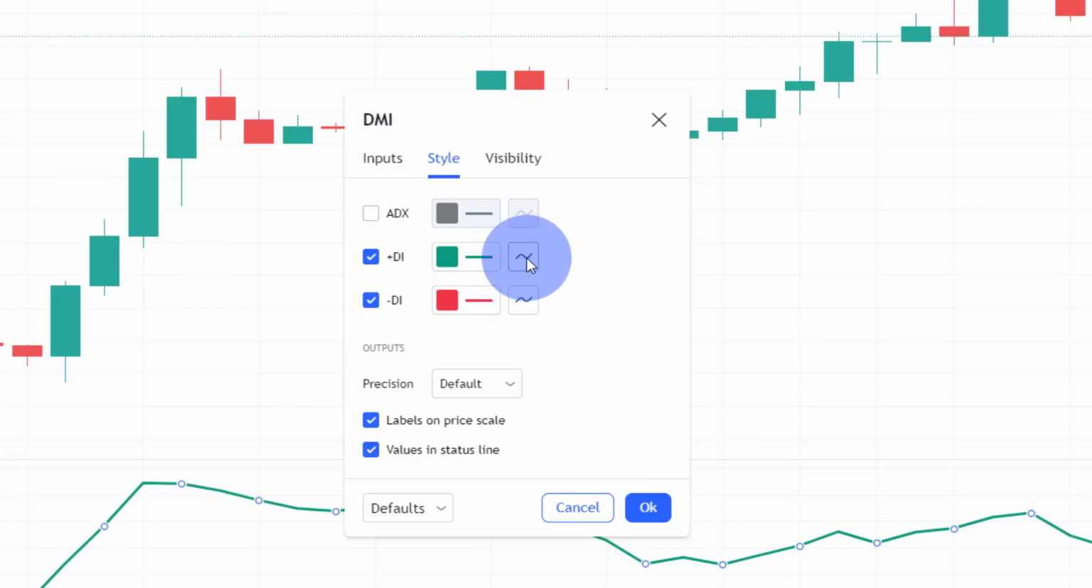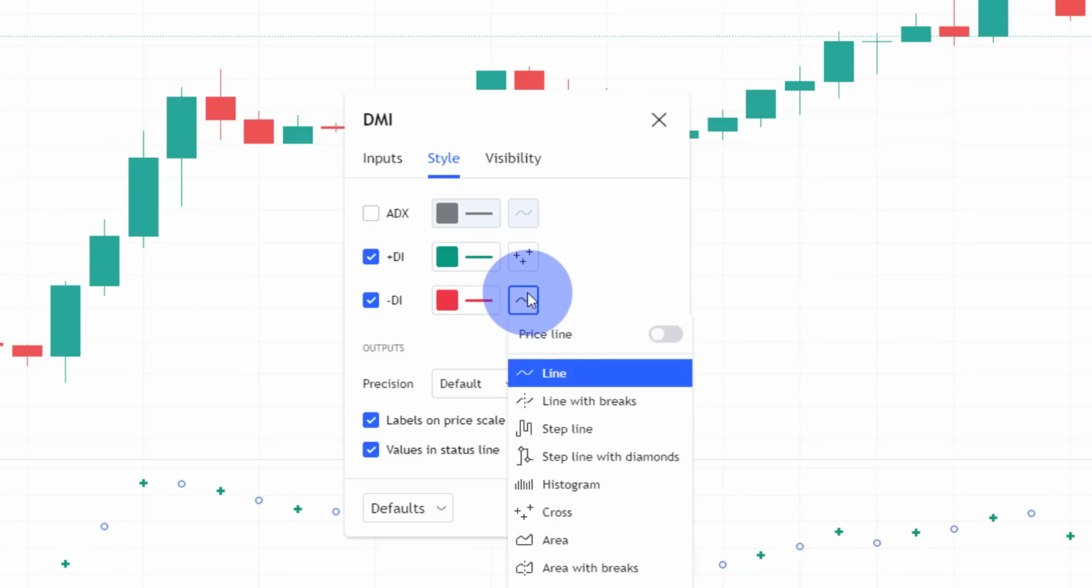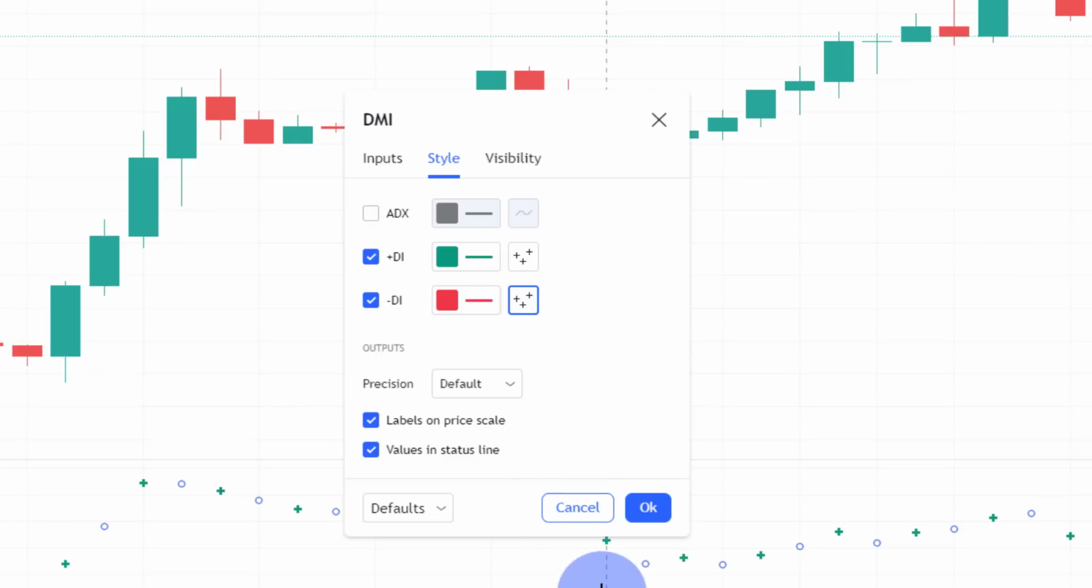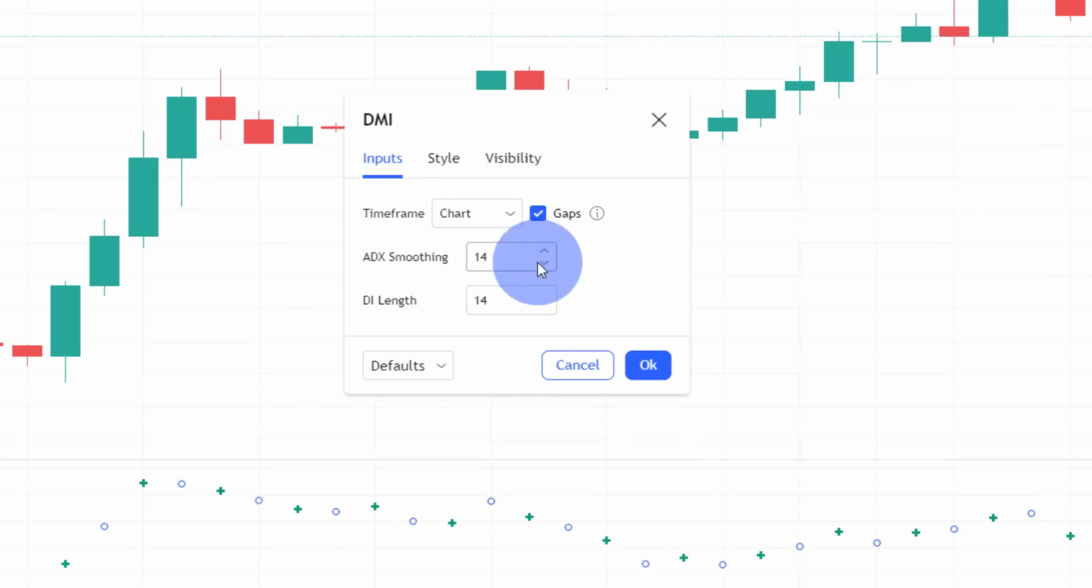Also, what is really helpful is that instead of looking at a line graph in the beginning, we go to the cross and here as well. So now we see the exact value. Also, the default setting, as you can see, is 14 periods. So the ADX looks at the last 14 candles, which is good when it comes to making trading decisions.